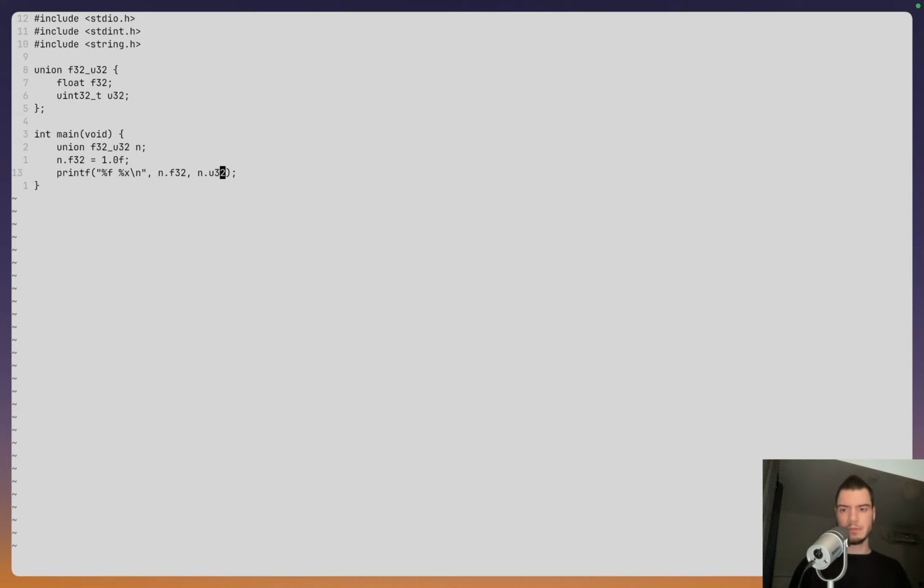We have one region of memory. So these two members of the union occupy the same 4 bytes in memory. And here we are interpreting them as a floating point value. And in this case, we are interpreting them as an unsigned integer.